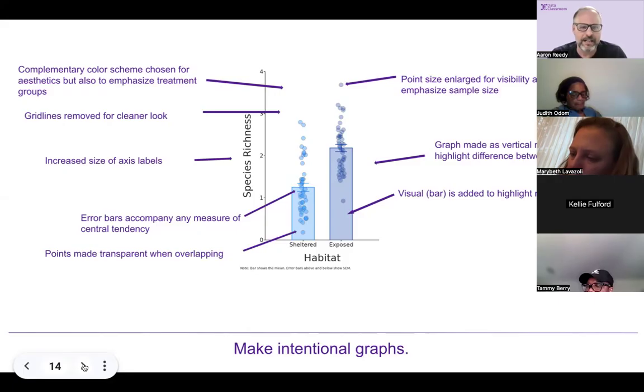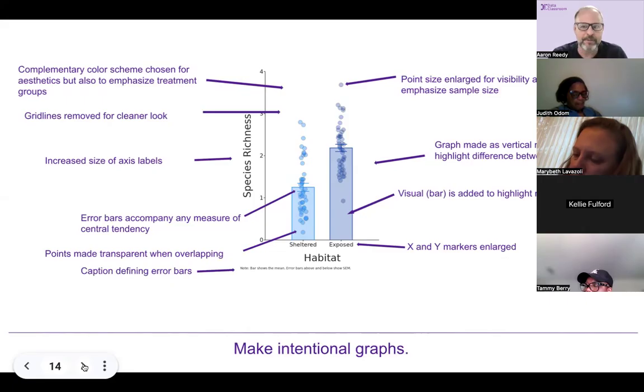I made the data points transparent so we can see places where we have overlapping data, where we have more data that's hidden underneath data points. We want to show that off. We don't want to hide those data. We highlighted the labels that show the treatment groups, both on X as well as the numbers 0, 1, 2, 3, 4 on Y. Put a little caption defining error bars, and this is really important that anytime you show error bars, which should be quite often if you have numeric data, you should always indicate what those error bars are, right?